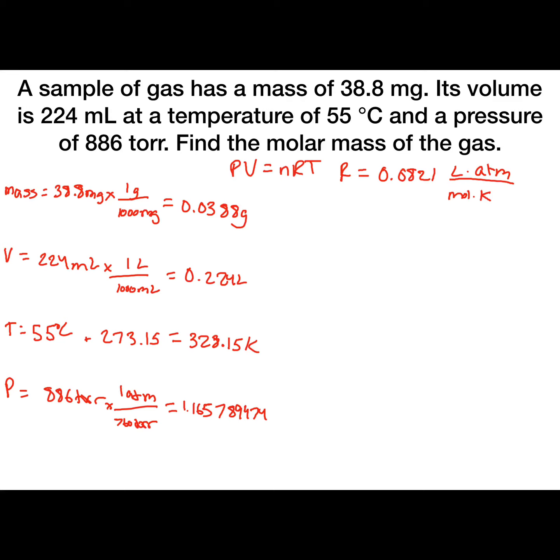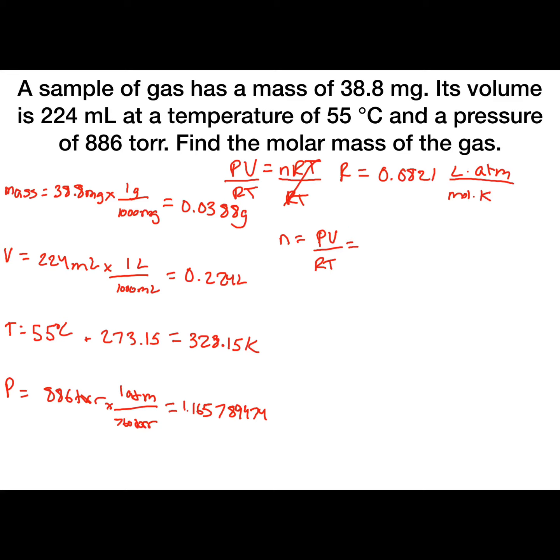So we'll do this beforehand, before we start entering our numbers in. We can actually get n on the side by itself by dividing both sides by RT. So n is going to equal PV over RT. Okay, so now all we need to do is plug in our numbers.